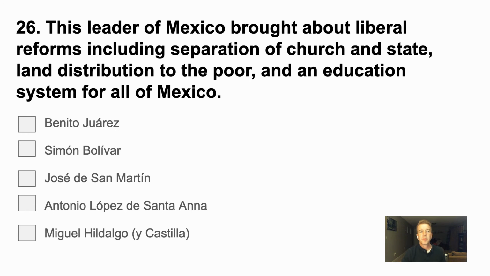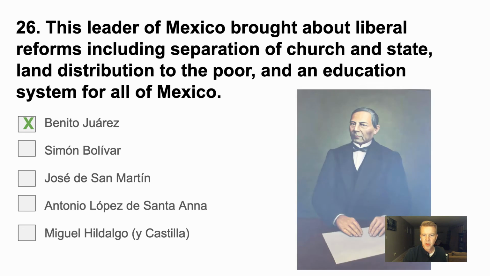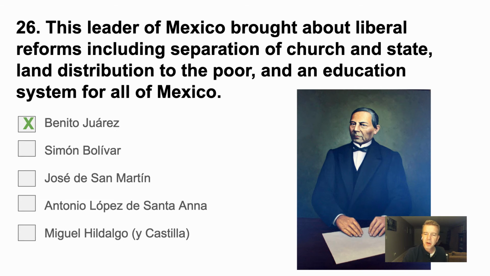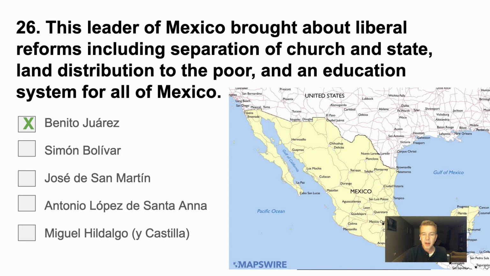This leader of Mexico brought about liberal reforms, including the separation of church and state, land distribution to the poor, trying to upset that cart of the Peninsulares and Creoles having all the power, and set up an education system for all of Mexico. That is Benito Juarez. There's Benito, a little bit more modern and not the over-the-top military powerful uniform. And if you look right across from El Paso, Texas, the border town for El Paso is Ciudad Juarez. Connection? Yeah.